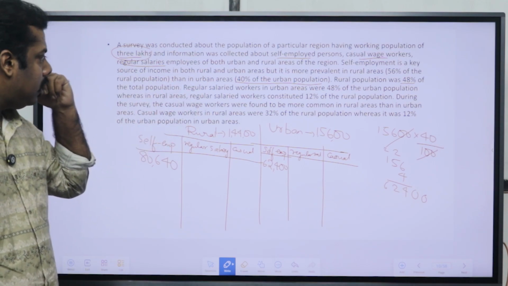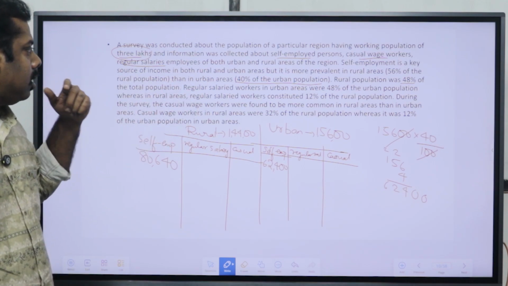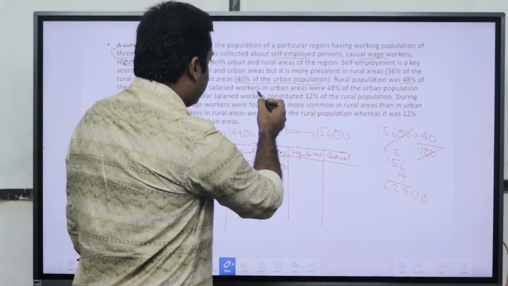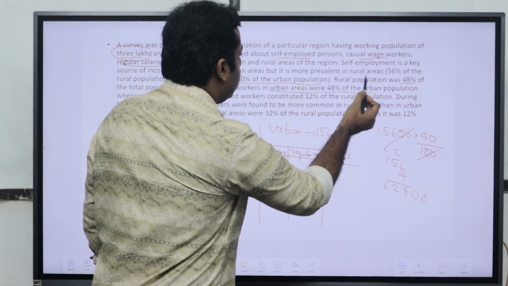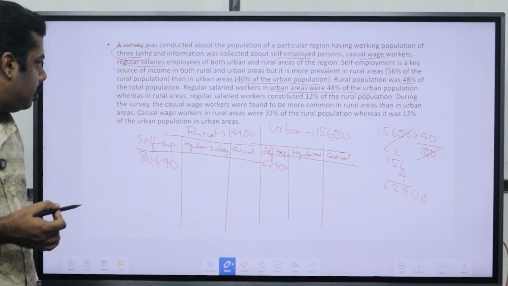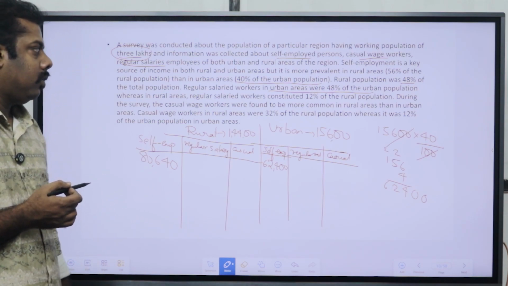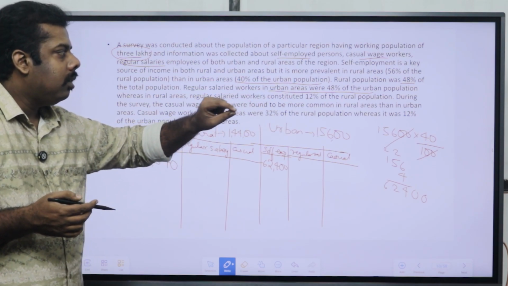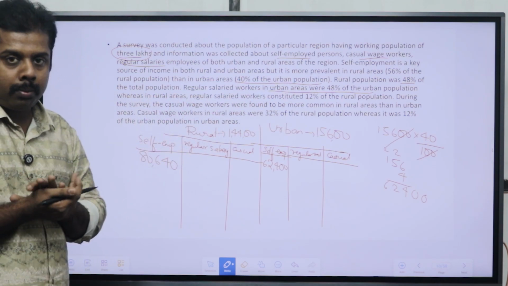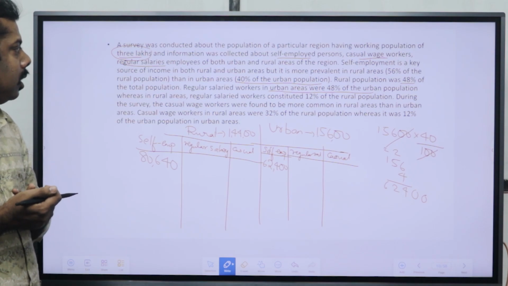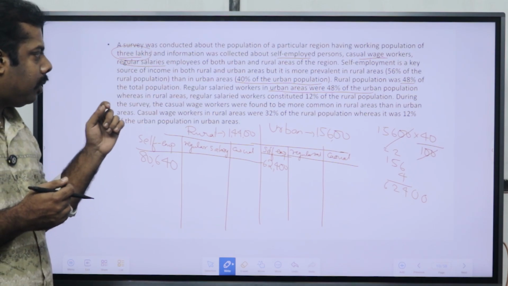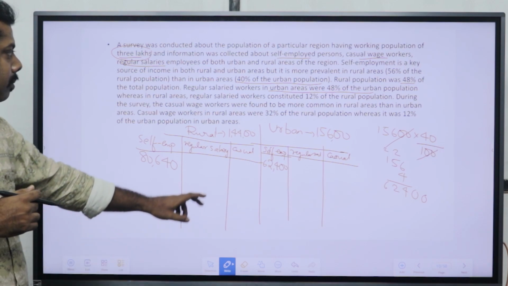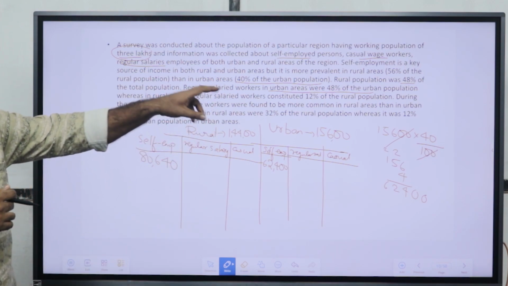Now moving on, just reading through the other sentences. In the next paragraph, they told us regular salaried persons in the urban areas were 48% of the urban population. So regular salaried persons are how much? 48% of the urban population. So we are finding it for the urban areas.